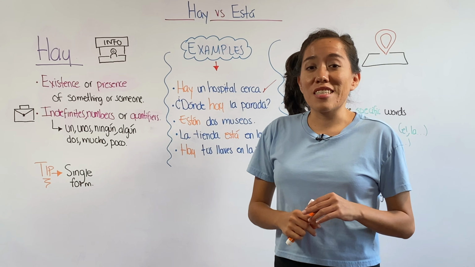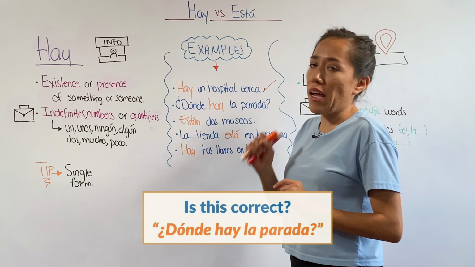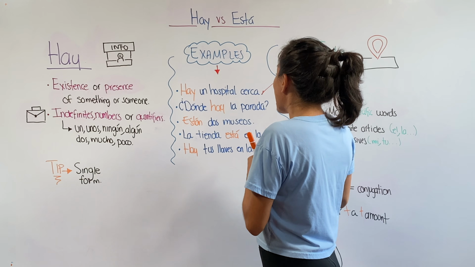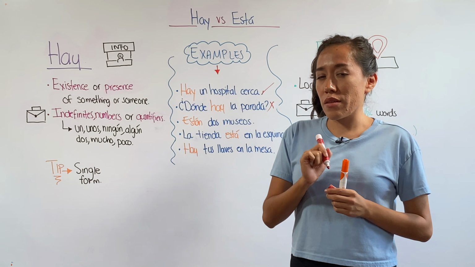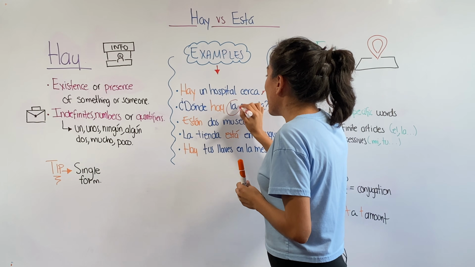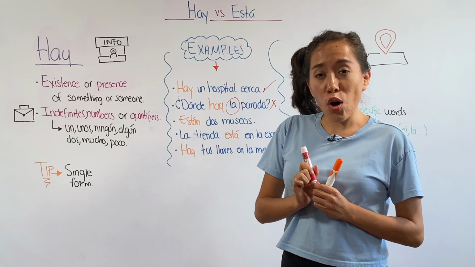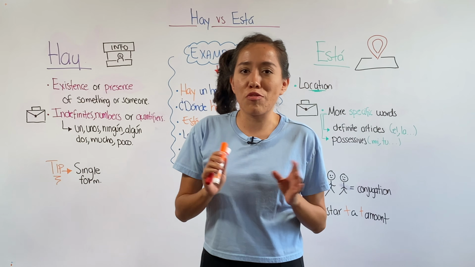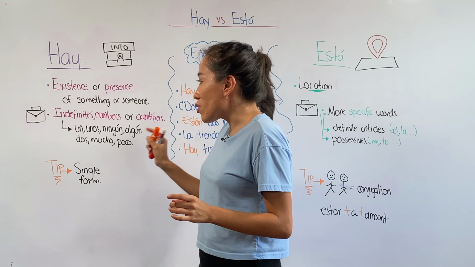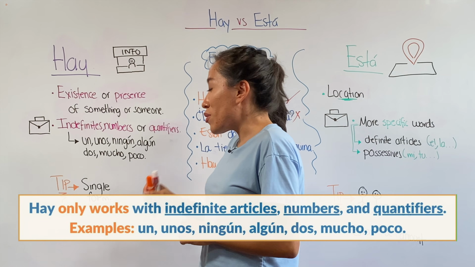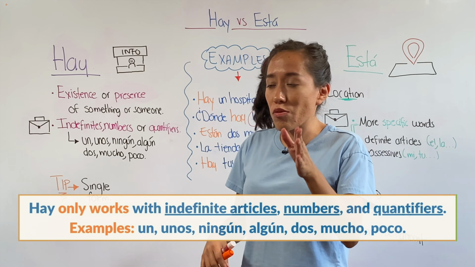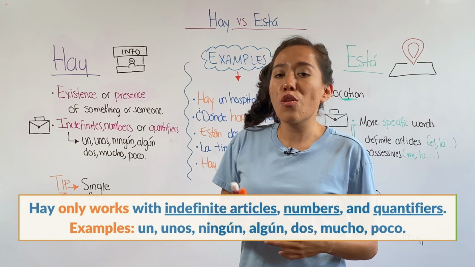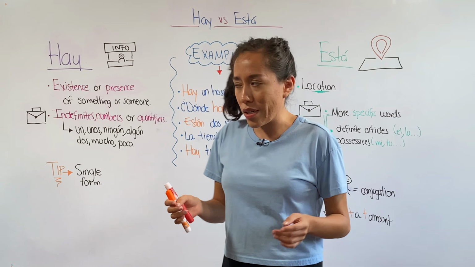I want you to check sentence number 2 right now. ¿Dónde hay la parada? Is this correct or incorrect? ¡Ay, muy bien! This is not correct. Can you tell where the mistake is? Great. This la seems a little bit off, and let me tell you why. Hay is a little bit picky. It doesn't make friends with all words. It only works with indefinites, numbers, or quantifiers. Examples of these words are uno, unos, ningún, algún, dos, mucho, or poco, right?